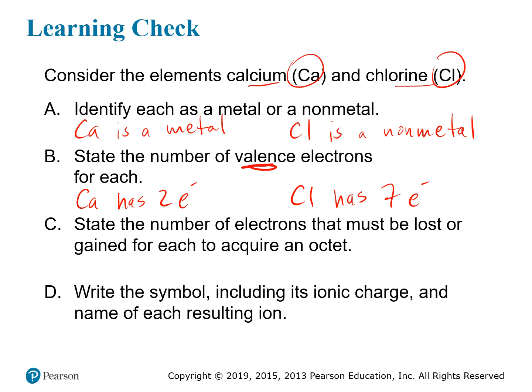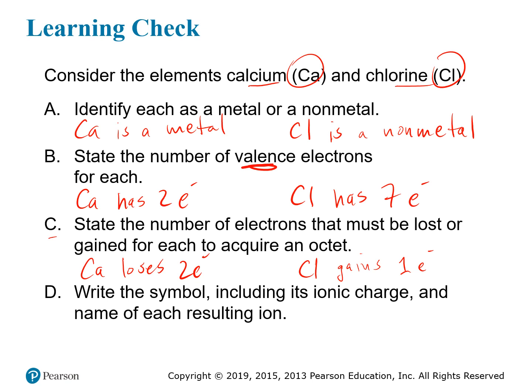So in order for these to form ions, we need to think about how these gain or lose electrons. State the number of electrons that must be lost or gained for each to acquire an octet. That's question C. Calcium has 2 electrons, so it's pretty easy for calcium to lose 2 electrons rather than to gain 6 more. So calcium is going to lose 2. It has 2 valence electrons, it'll lose both valence electrons. And that should also make sense to you because calcium is a metal, and metals tend to lose their electrons and become positive. Chlorine is a nonmetal, and they tend to gain electrons. 7 is just 1 electron short of having a full octet. So chlorine will gain 1 electron.